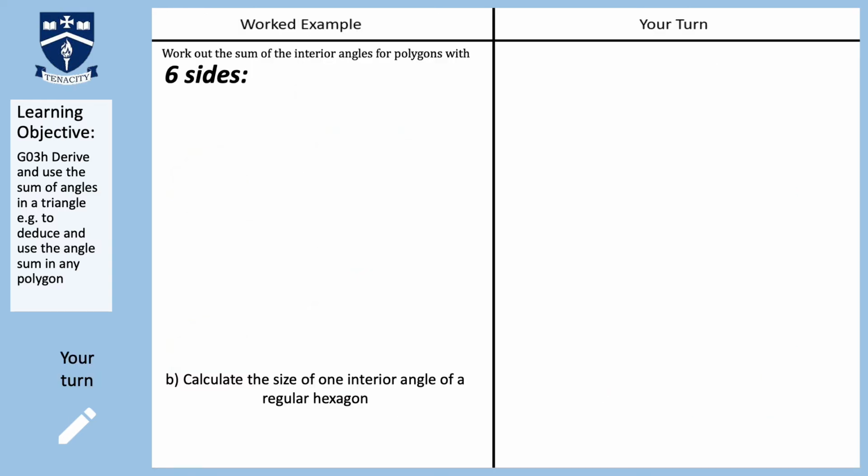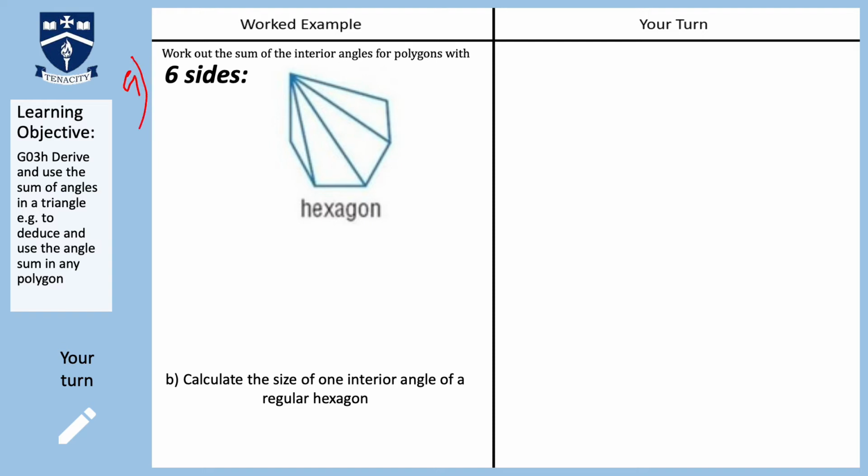Okay, I'm going to go through one worked example, and then you're going to have a go at the question on the right hand side. It says, work out the sum of the interior angles for a polygon with 6 sides. So that's part A. And part B, calculate the size of one interior angle in a regular hexagon. So we're both going to have a look at part A.